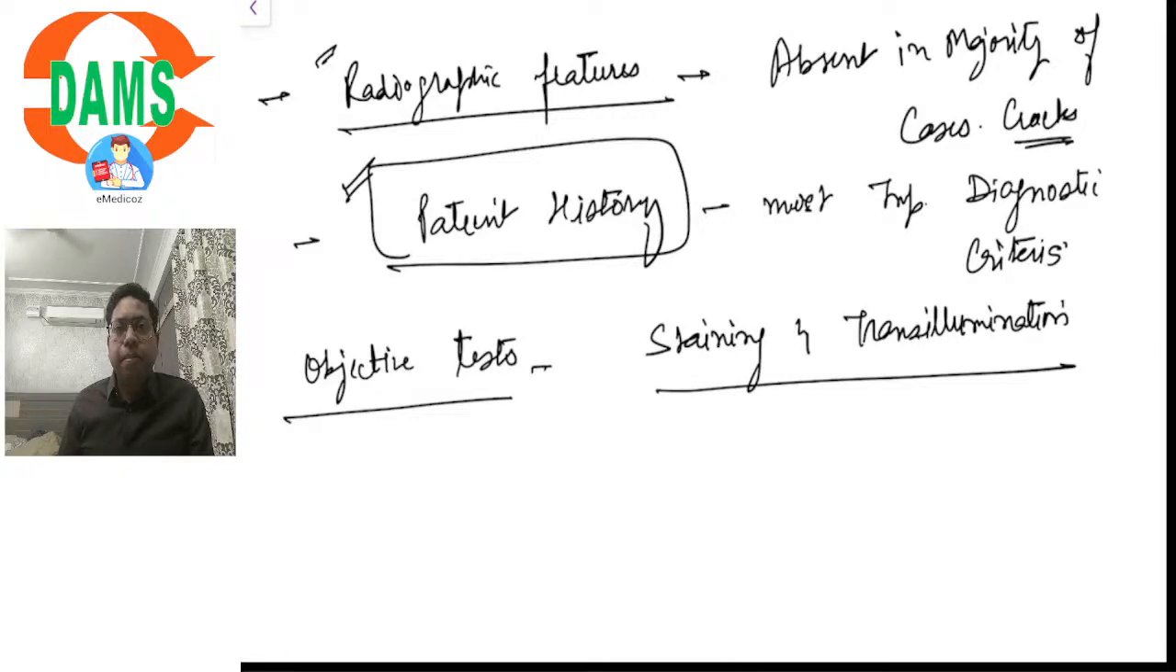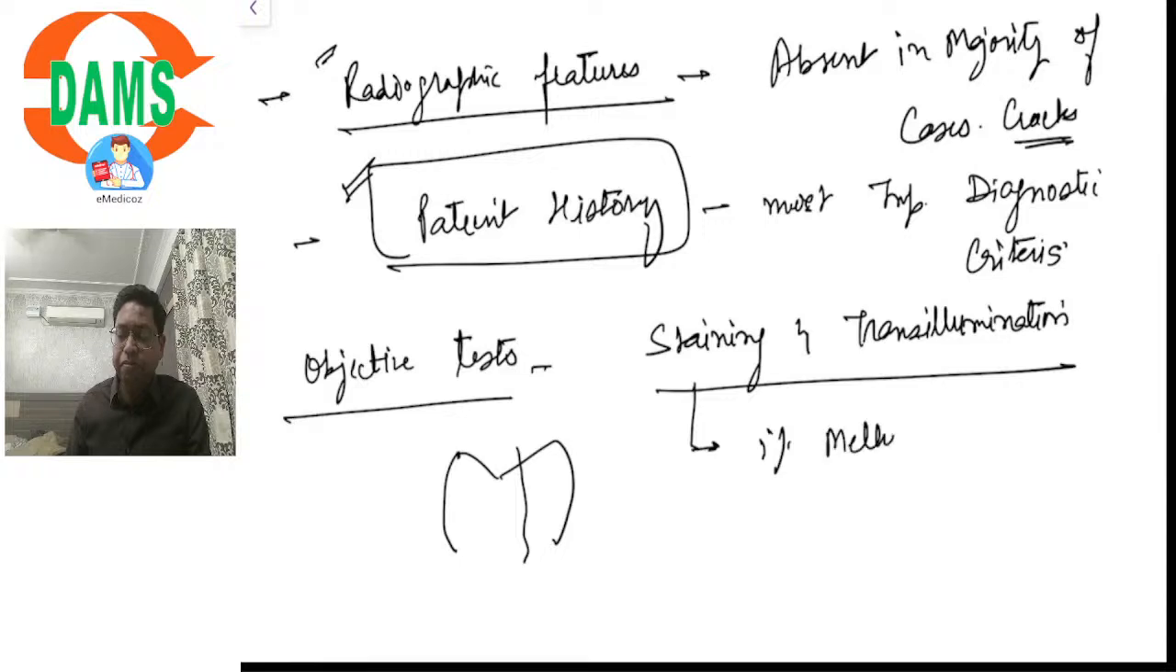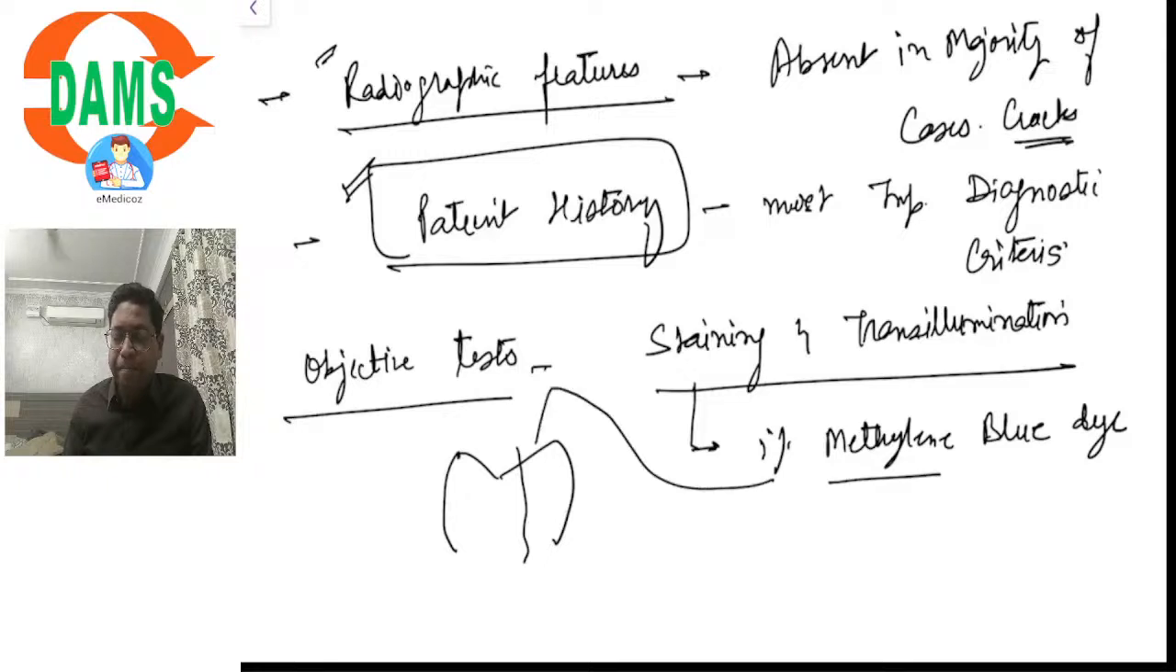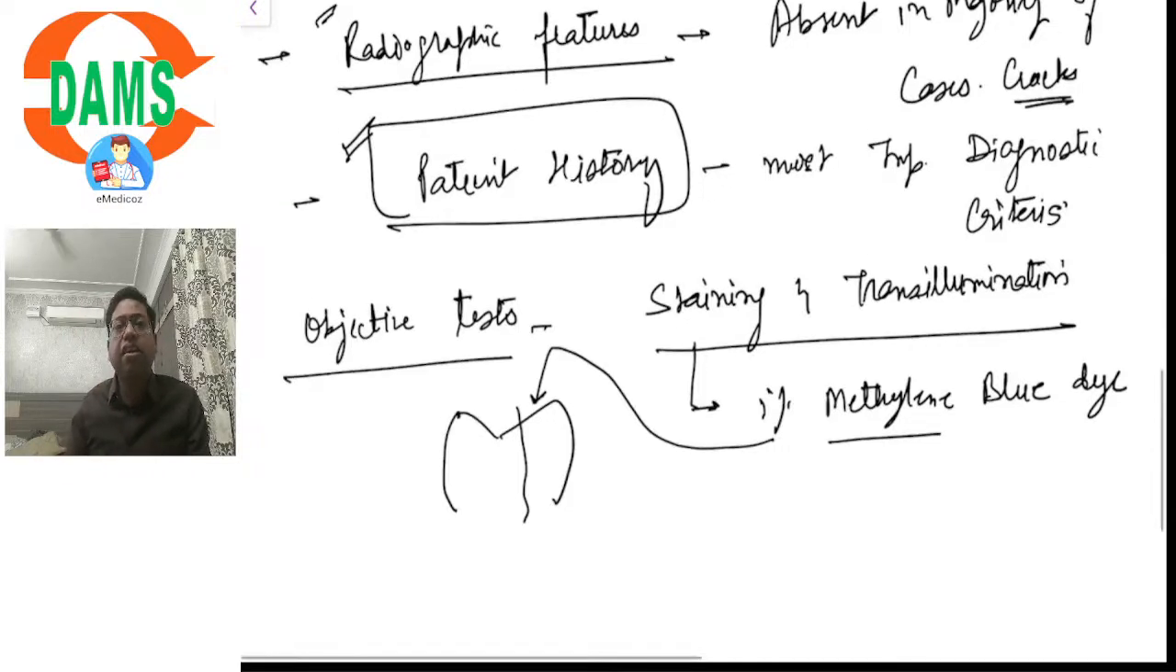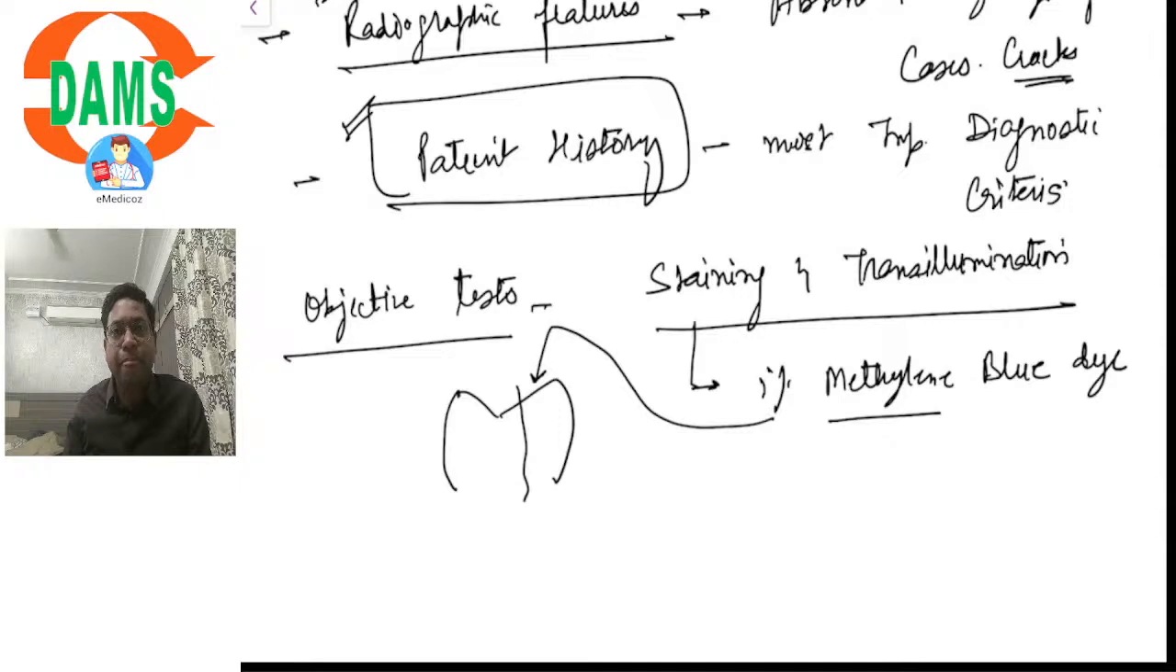Staining and transillumination means suppose there is a tooth like this with a cuspal or a tooth crack, then we can employ certain staining agents like 1% methylene blue. 1% methylene blue dye is painted onto the tooth surface and this is then rinsed off and washed with ethyl alcohol. So what would happen? This methylene blue dye would be impregnated inside the crack. It would microscopically seep inside the crack and that crack would be visible to the naked eye.